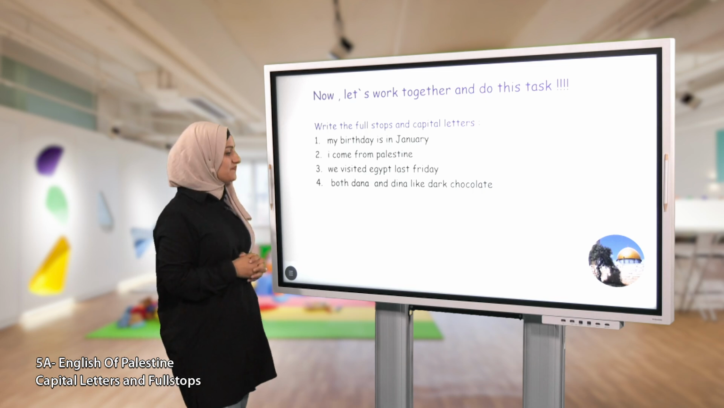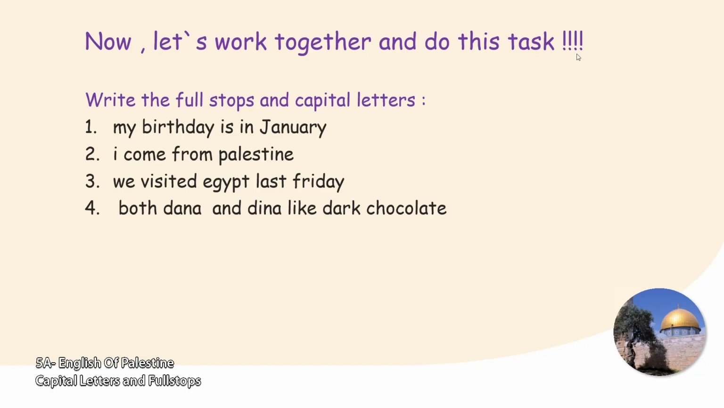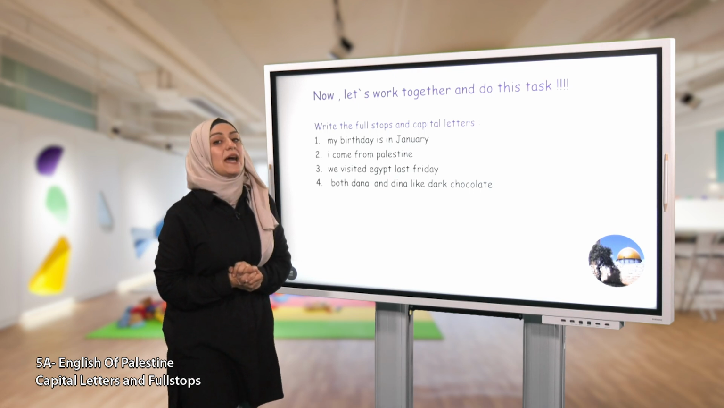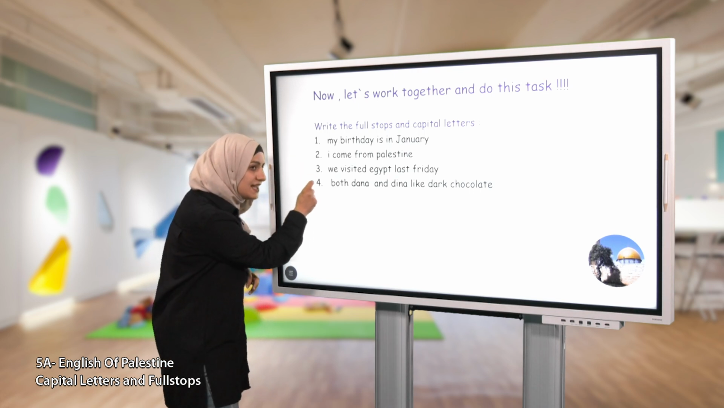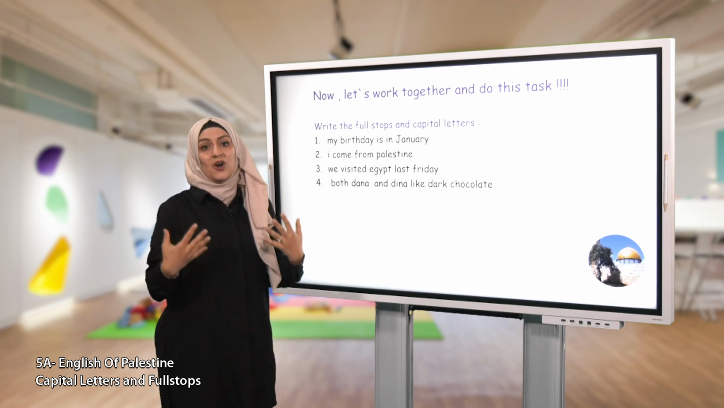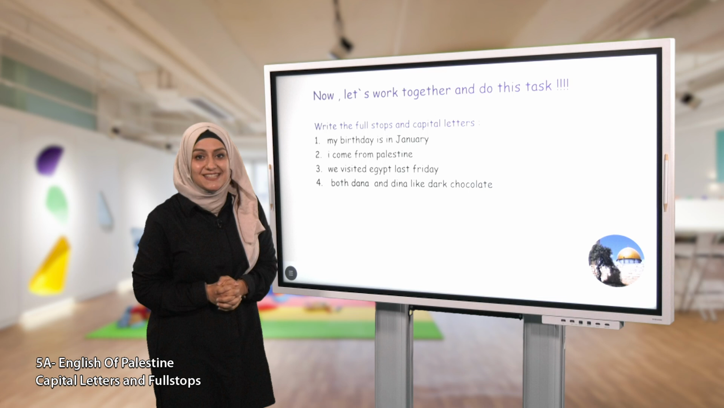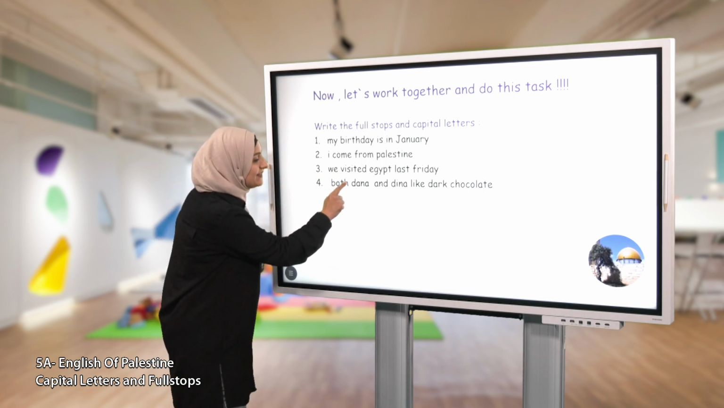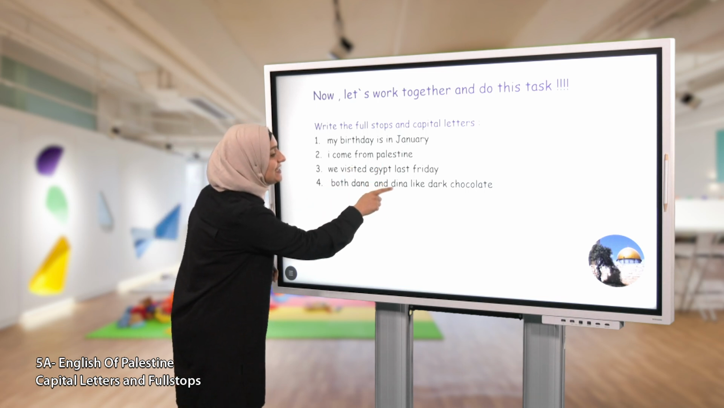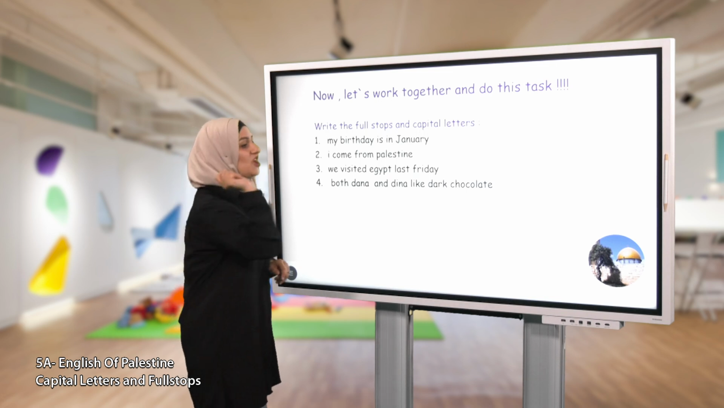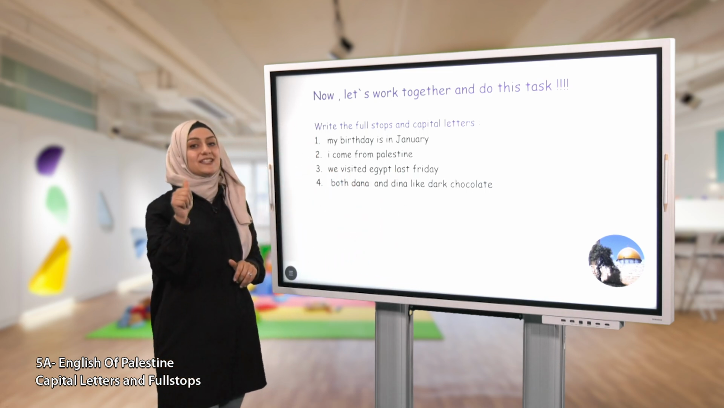The last example. Both Dana and Dina like dark chocolate. First of all, the first letter in the sentence should be capitalized. Very good. So we write capital B. What about Dana and Dina? They are names of girls. So we should capitalize the first letters in the two names. D, Dana, and capital D in Dina. And at the end, what should we put? Yes, we should put a full stop. Excellent, students.